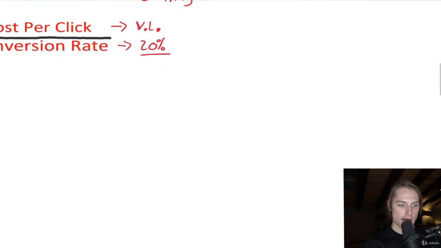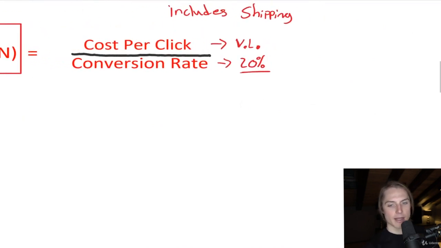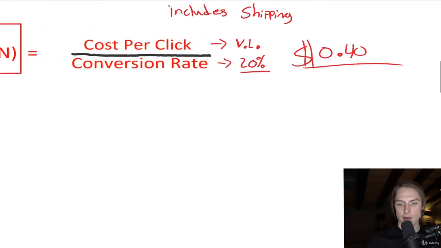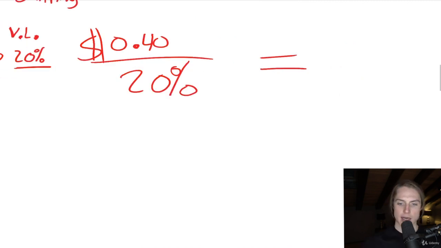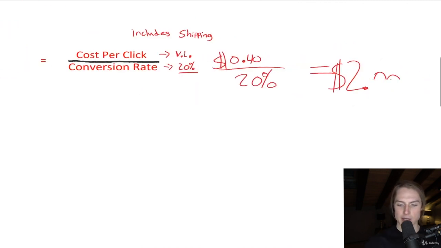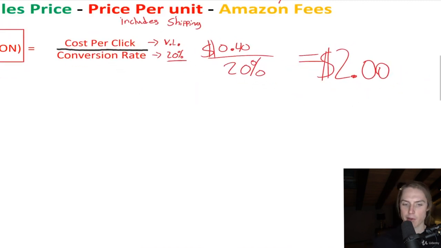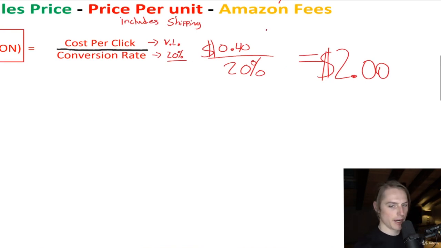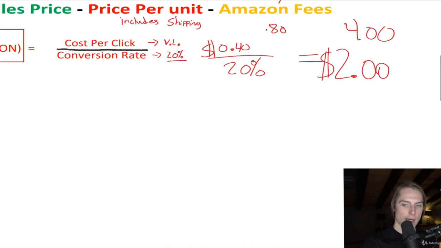So let me just do the math quick, okay? Let's say that it costs 40 cents a click and you have a 20% conversion rate. This ends up being $2. So it costs us $2 per sale if the click were 40 cents. If it were 80 cents, it would cost us $4 a sale, and so on.